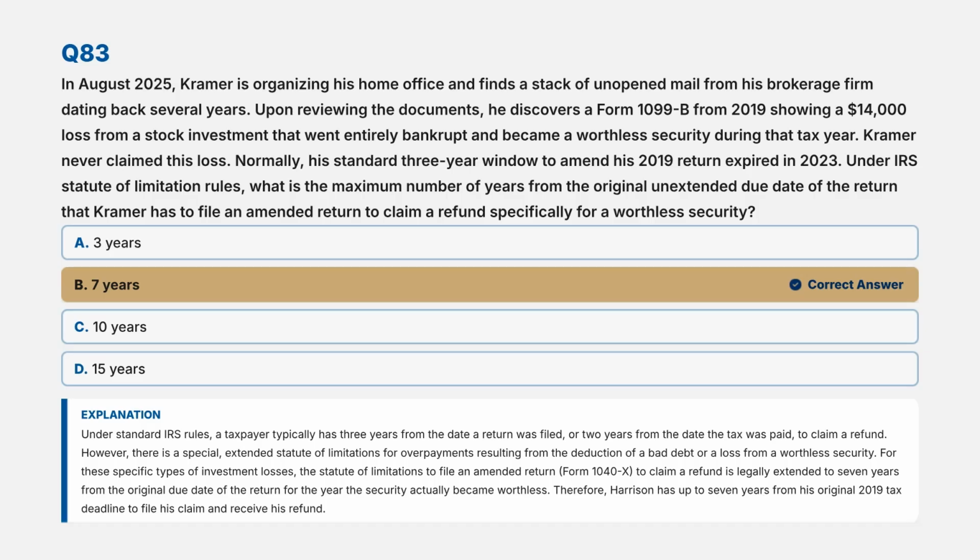For these specific types of investment losses, the statute of limitations to file an amended return, Form 1040-X, to claim a refund is legally extended to 7 years from the original due date of the return for the year the security actually became worthless. Therefore, Harrison has up to 7 years from his original 2019 tax deadline to file his claim and receive his refund. Great, let's move on to question 84.